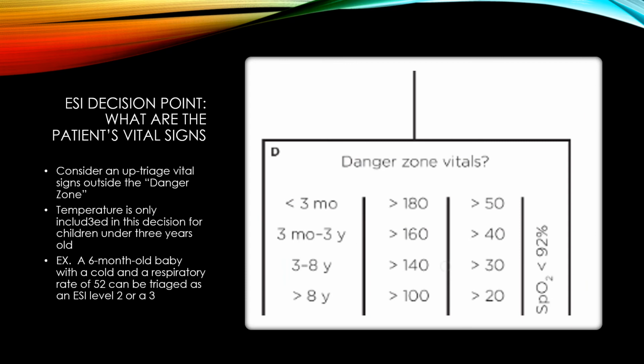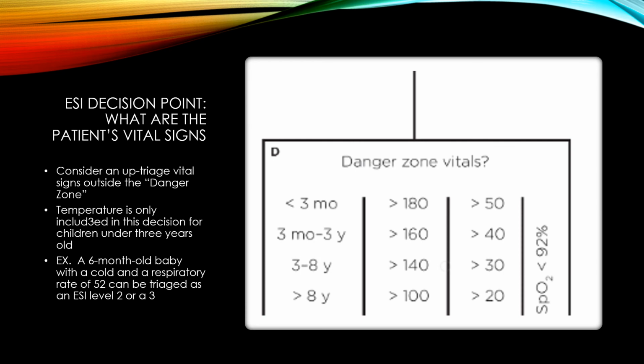The fourth decision point is what are the patient's vital signs? Are the patient's vital signs within or outside the normal limits for the patient's age, as you can see by the table on the screen? You should consider an up triage to an ESI level 2 or the next triage level for patients exceeding the danger zone vital criteria. Pediatric fever considerations.